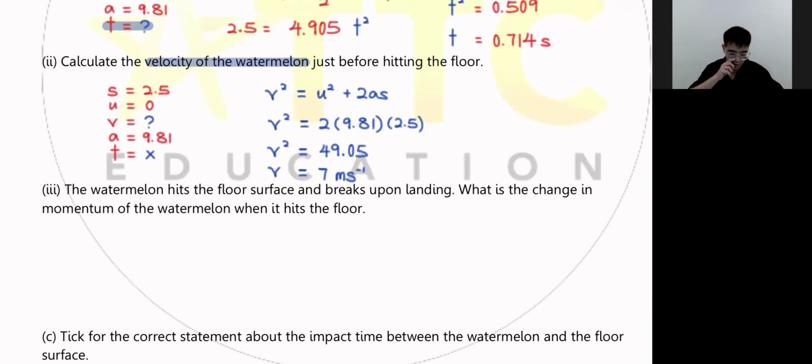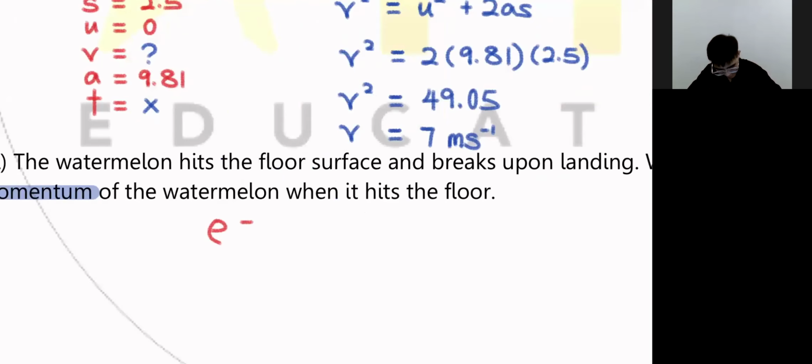So the question asks, the watermelon hits the floor surface and breaks upon landing. So the question wants you to calculate what is the change in momentum of the watermelon when it hits the floor. The change in momentum will be very simple actually. To calculate change in momentum, remember just now, momentum. How do you calculate momentum? For a very simple method, use mass multiply by velocity. But now the question is asking you to find the change in momentum. So to find change in momentum, you use the final momentum minus the initial momentum.